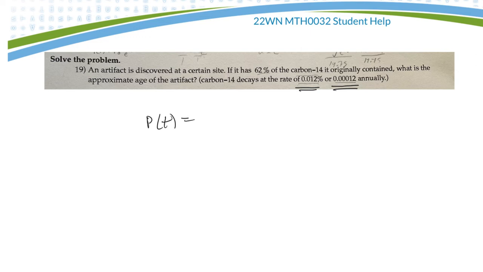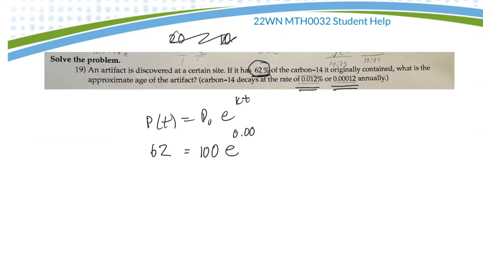P of t equals P0 e to the kt. And they say it has 62% of the carbon it originally contained. So similar to the last question where it says the population doubles: if it doubles, you start, say, at 1 and you end at 2, or you could have started at 10 and ended at 20. With this one, they give you a percentage. So what you can say is, well, I started at 100%, and now I only have 62% of that. e to the 0.00012 times t. And there's an exponential equation I can solve.